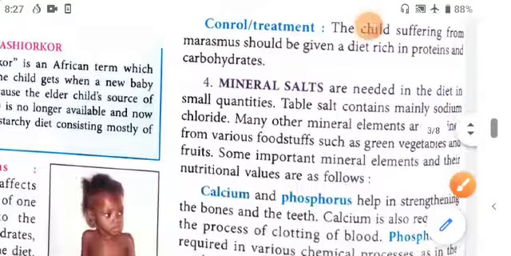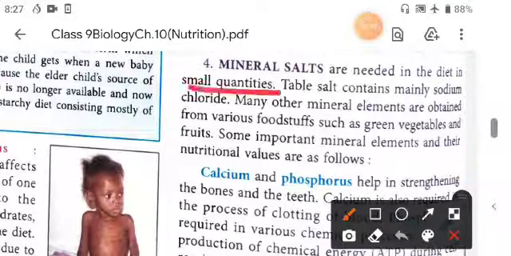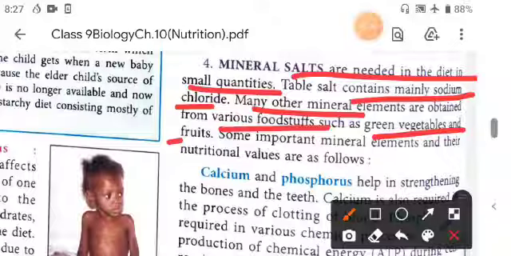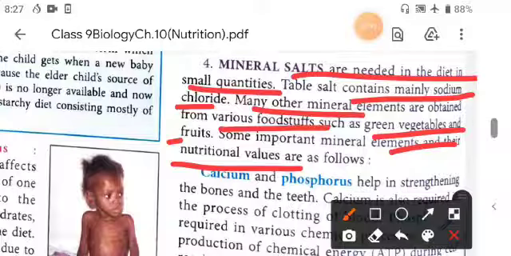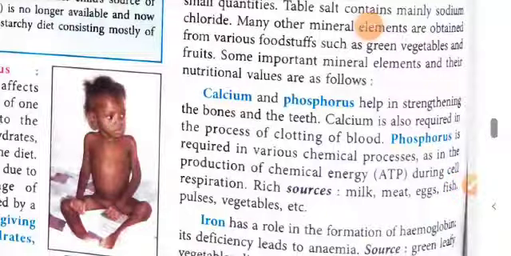Mineral salts are needed in the diet in small quantities. Table salt contains mainly sodium chloride. Many other mineral elements are obtained from various foodstuffs such as green vegetables and fruits. Some important mineral elements and their nutritional value are given below. Those minerals are calcium and phosphorus. You know that minerals are also required for the growth of the body. Those minerals are given here.